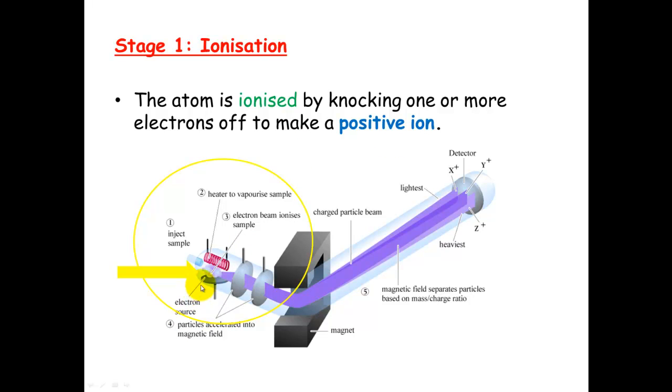So here you can see there's an electron source. They fire these electrons into the sample and it knocks off electrons to give a positive ion. So now we've got a charged ion, and this stage is called ionization.